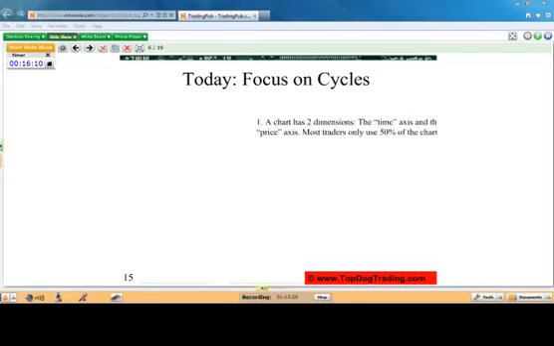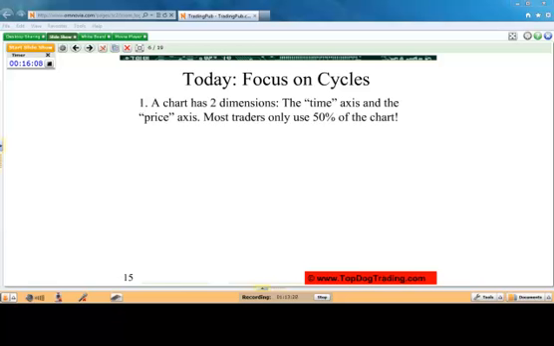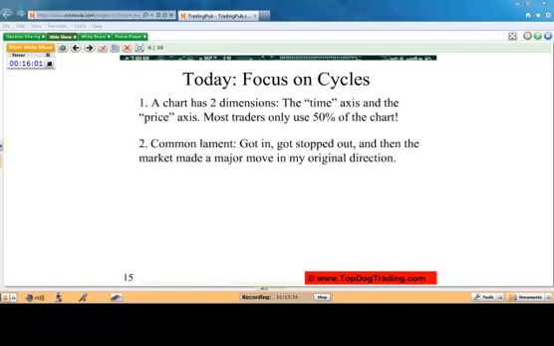In doing so, as I said, a chart is 2 dimensions, time and price. Most people use only 50% of the chart. And so what happens is people say, oh my gosh, I got into a position and then I got stopped out. And then after I got stopped out, the market turned right around and made a major move in the original direction of my trade. My floor trader friend that mentored me, he said retailers are often right, but at the wrong time.